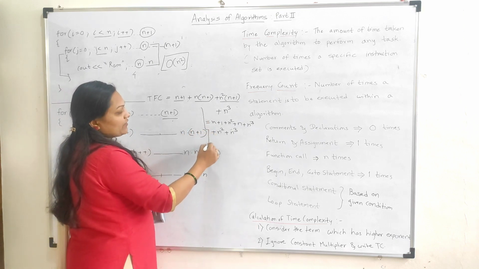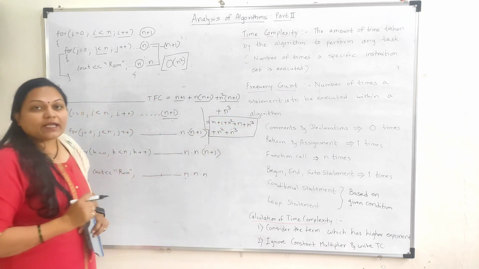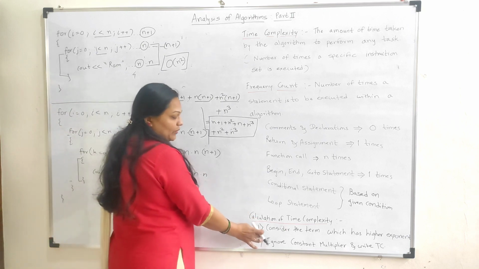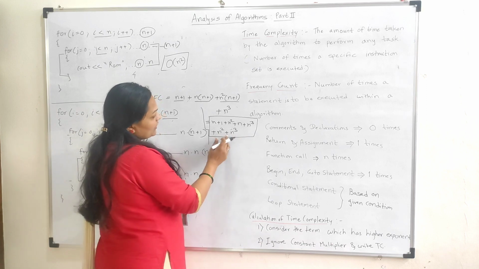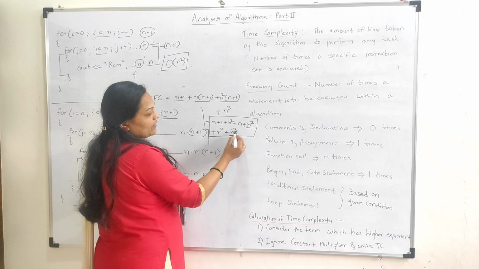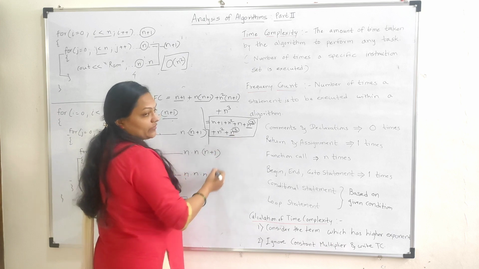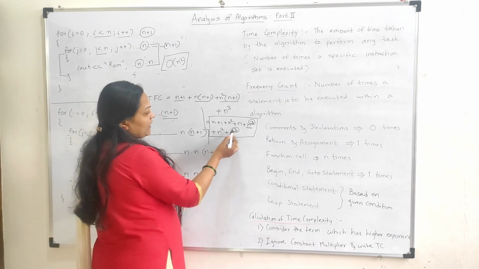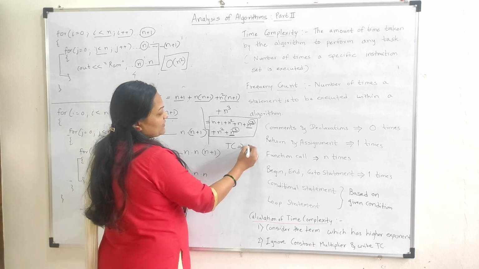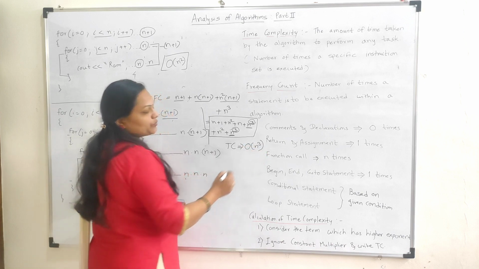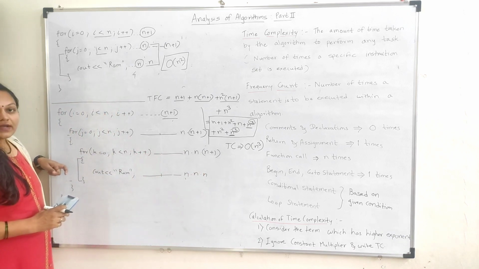Now by using this total frequency count, we need to find out the time complexity. First, we need to find the term which has the highest exponent. Here the highest exponent is 3. After that we need to ignore the constant multiplier. Here 1 is the constant multiplier, so we ignore it, and then we can write the time complexity as big O of n cube. So big O of n cube is the time complexity for this example.